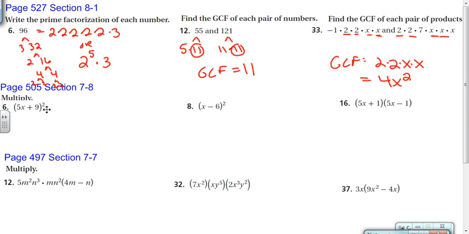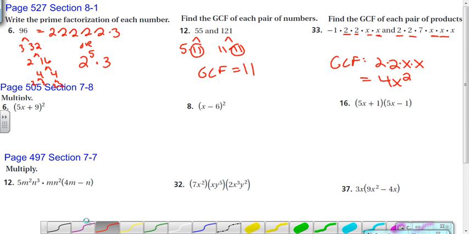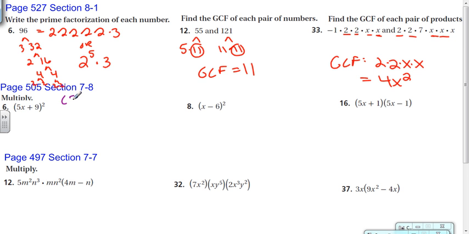Number 6, you're doing 5x plus 9 times 5x plus 9. That's what it means to be squaring something. A lot of you like to do the box, so you can do the box method on this. I'm going to do the shortcut.